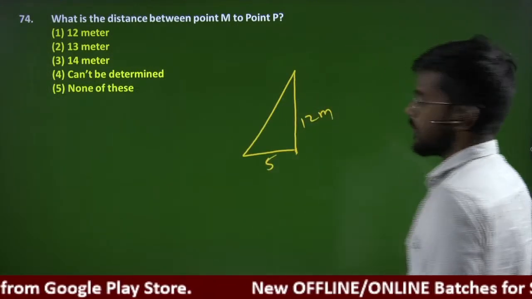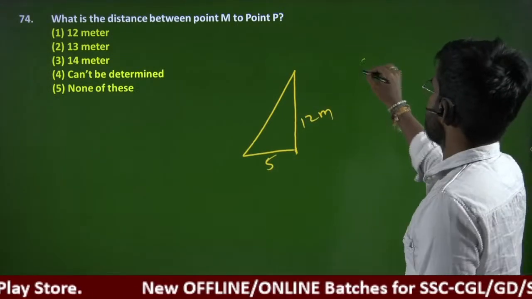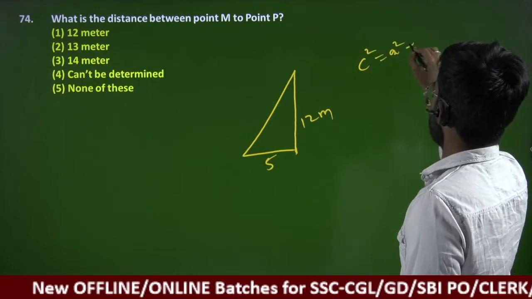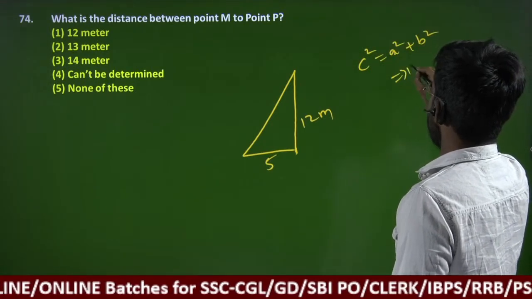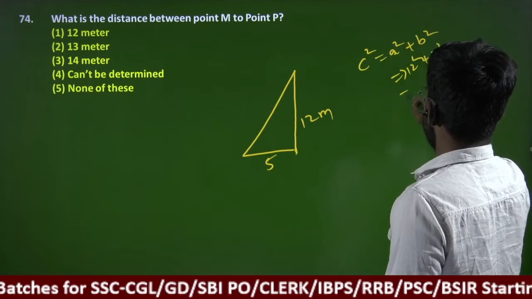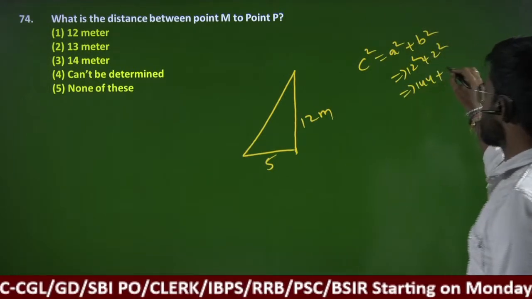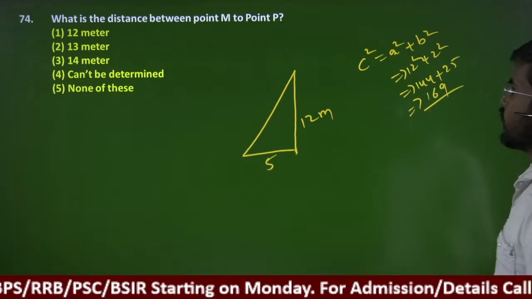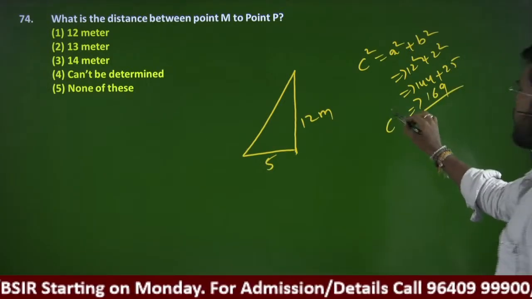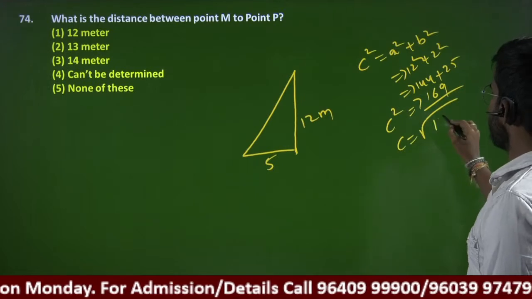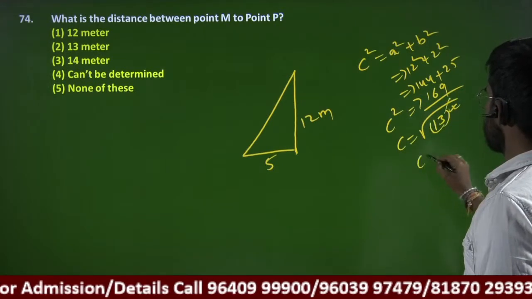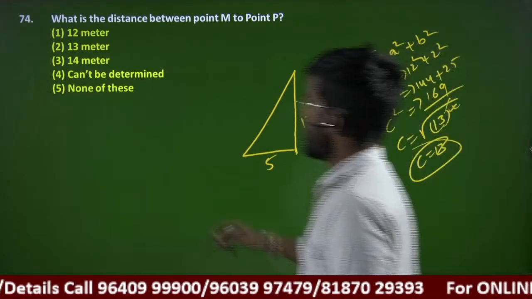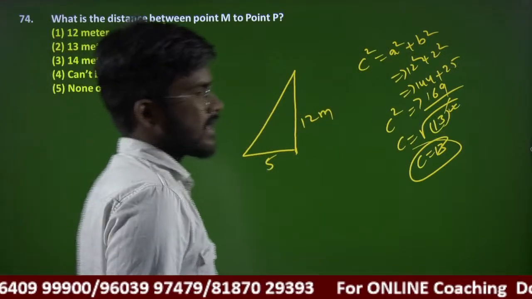Okay, let's apply the hypotenuse rule, that is C square equals A square plus B square, that is 12 square plus 5 square, which equals 144 plus 25, 169. C square equals 169, so C equals the square root of 13 squared, the square root cancels, C equals 13 meters. Here option number 2 is correct.